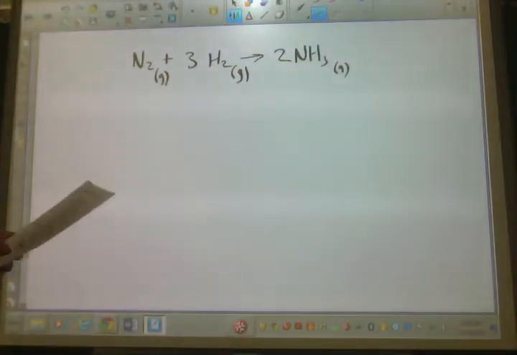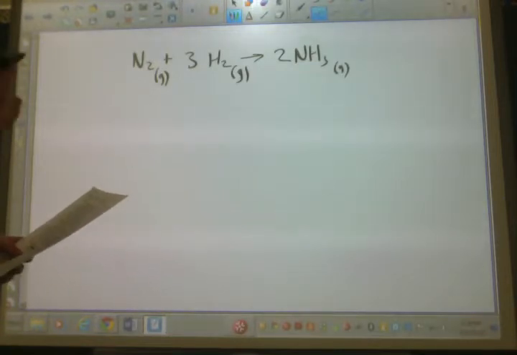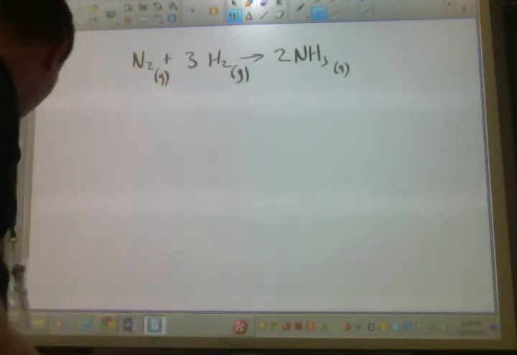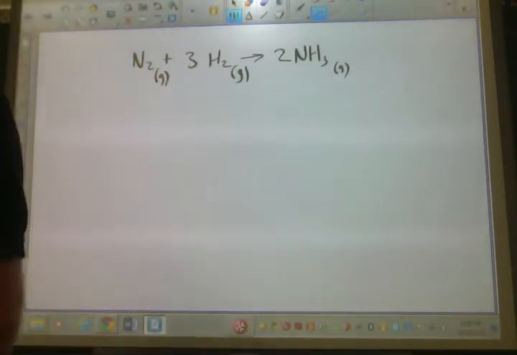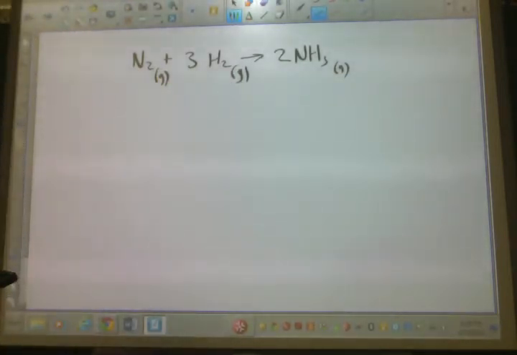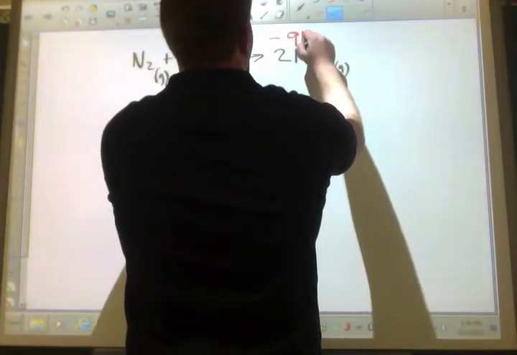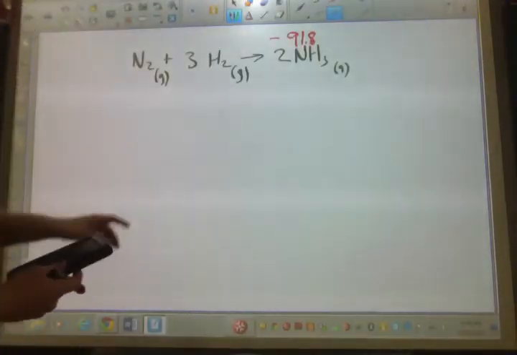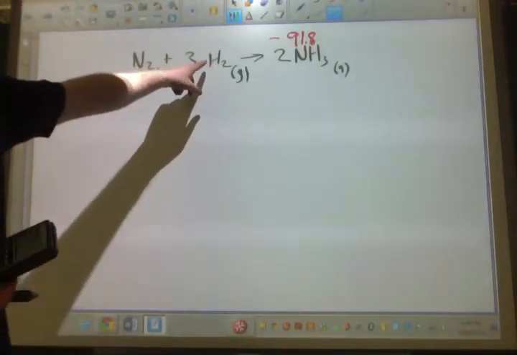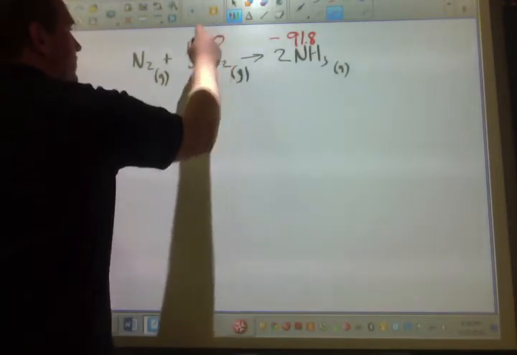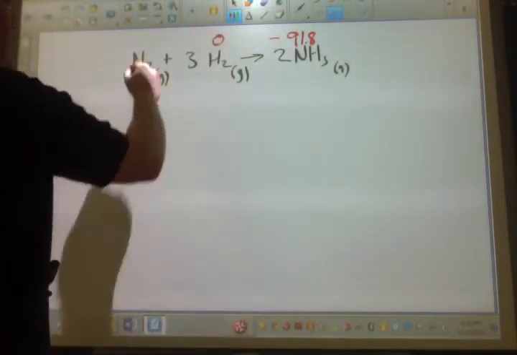So first we need to find the enthalpy of reaction, or the heat of formation. Ammonia, 2 moles of it. Each mole of ammonia, top entry on your sheet, is negative 45.9 times 2. Negative 91.8. Natural state of hydrogen is H2. 0. Natural state of nitrogen is N2.